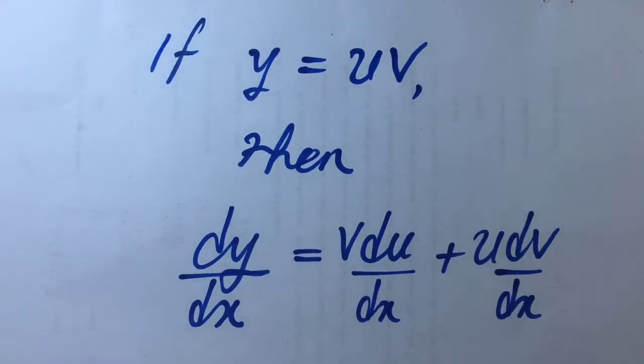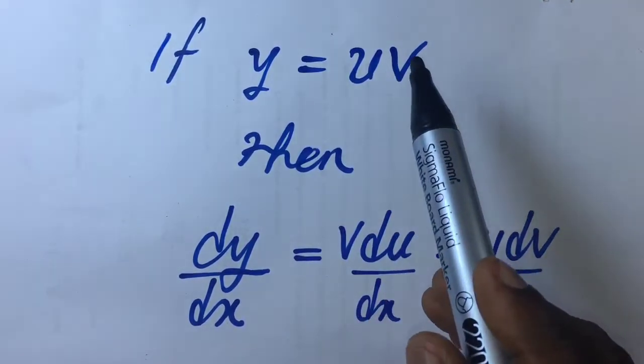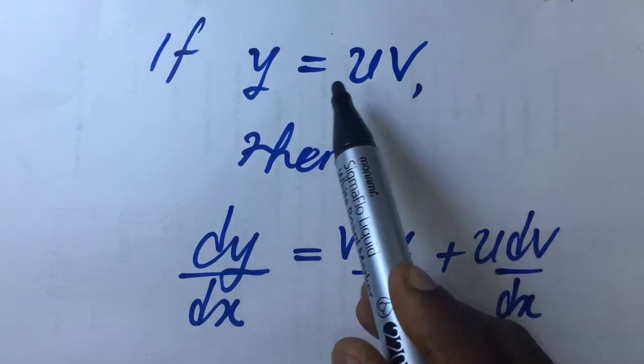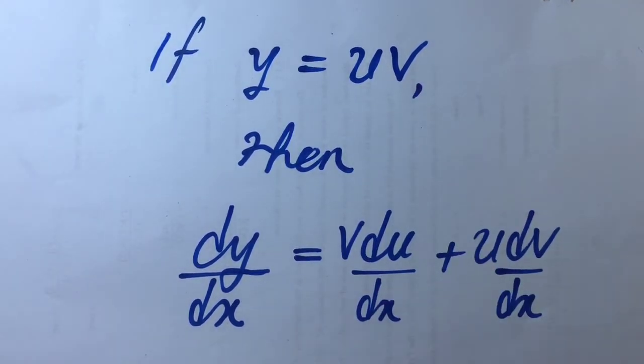So welcome back. We are going to be showing in this particular video that if y is equal to a product of two functions u and v, with y, u and v being dependent on the same independent variable, then dy dx will be equal to v du dx plus u dv dx.